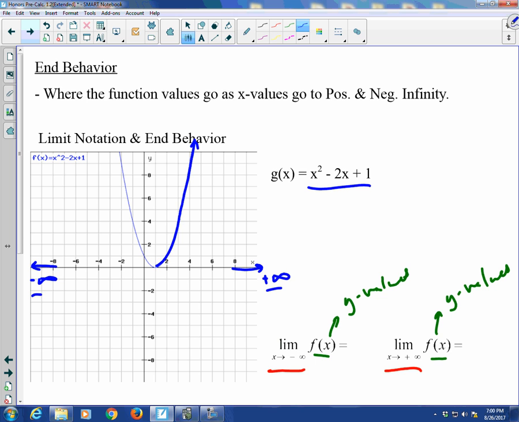So we can say that the y values of the function, or the function values, are going up to positive infinity. Similarly, right here, as x goes out to negative infinity, we can say that our function values are again going up to positive infinity, right? So the y values in the ordered pairs are going up to positive infinity in both cases.